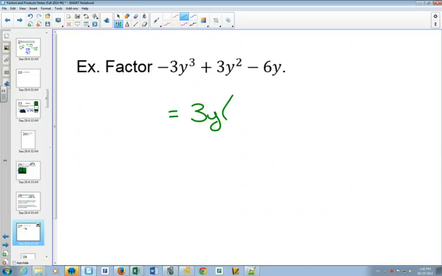So now when we put our brackets here, and we look at our first term, what would need to be here so when I multiply by 3y, I get -3y cubed? -1y squared. And you don't have to write the 1, you can if you want. And then here, there would have to be just a y for the second one. Because you ask yourself, what would have to be here? If I multiply by 3y, I would get 3y squared. And finally, -2.